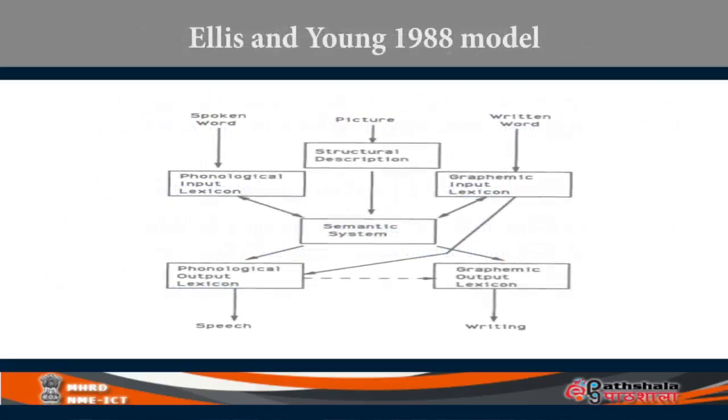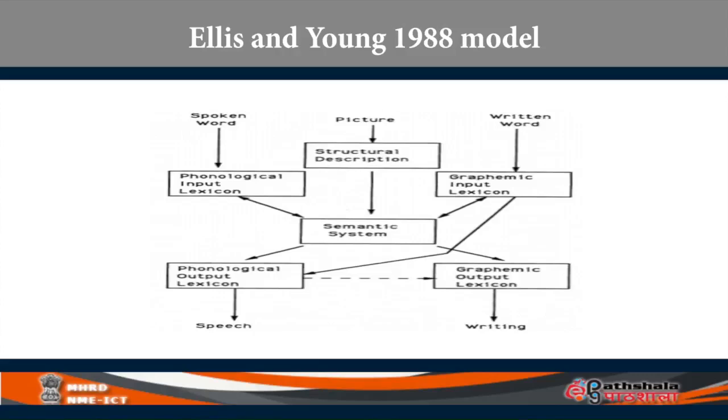On the screen you will see the Ellis and Young 1988 language processing model. Study it carefully. Look at the boxes. You have a centrally located box called the semantic system, and on top of it you have the phonological input lexicon, graphemic input lexicon, and structural description. That is, when you ask a patient to describe a picture, the information goes to the semantic system.